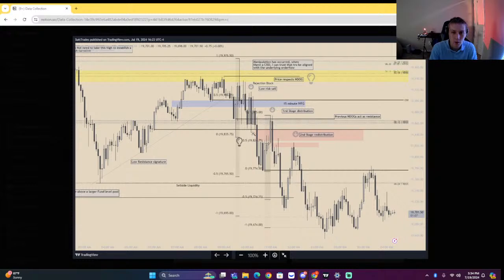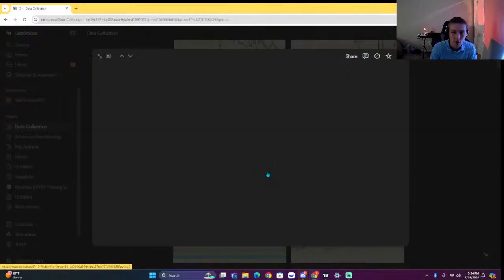And here, I'm noting this 5-minute imbalance right there gets reclaimed, and then we have a 5-minute SIBI right there, and we end up selling off there. So a pretty nice sell model there.